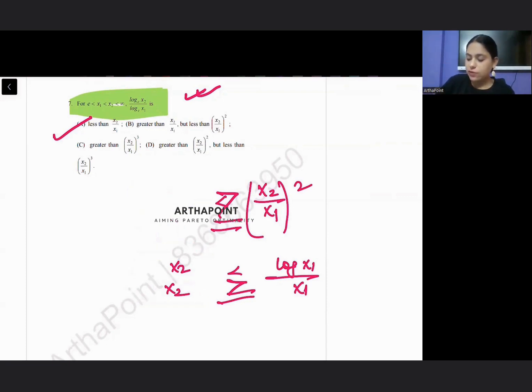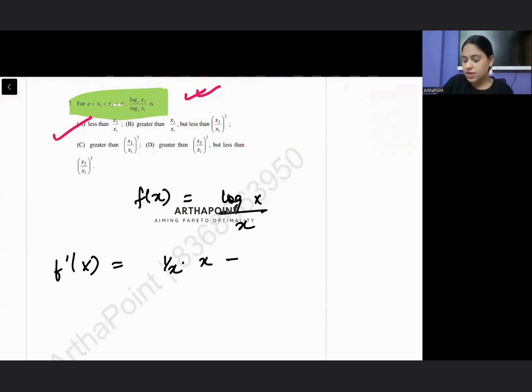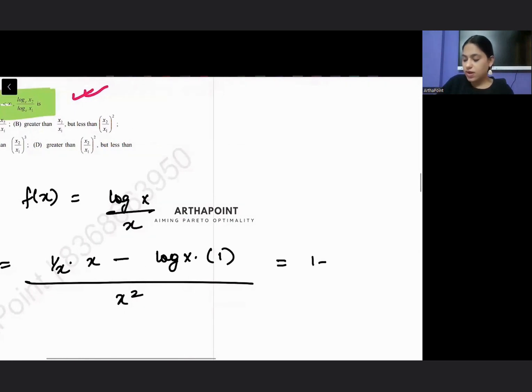So what I do therefore is I start with a basic function. Let the function be log x by x. And what I do is I find f dash x. You'll see why. If I find the derivative of this function, the differentiation of the numerator into denominator as it is, minus the numerator as it is into differentiation of denominator upon denominator whole square, this is going to give me 1 minus log x by x square.